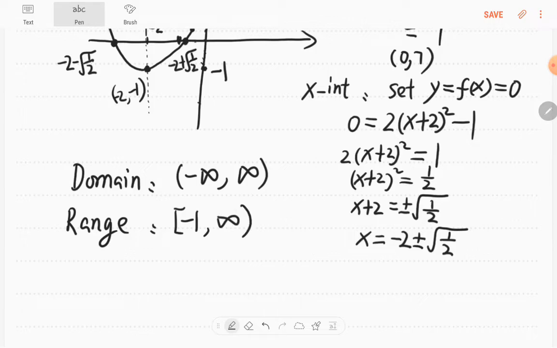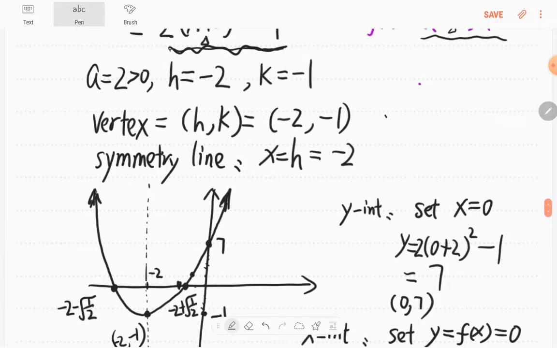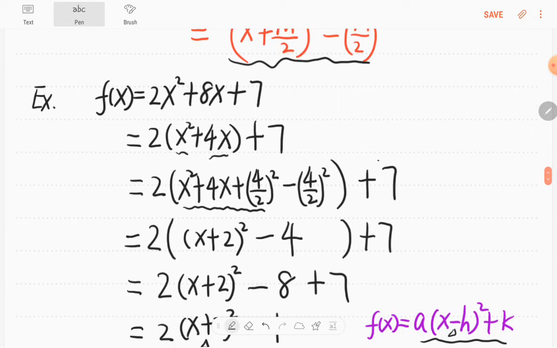So this is a very typical problem in this section. So it's a very important problem. It tells you everything. Okay.